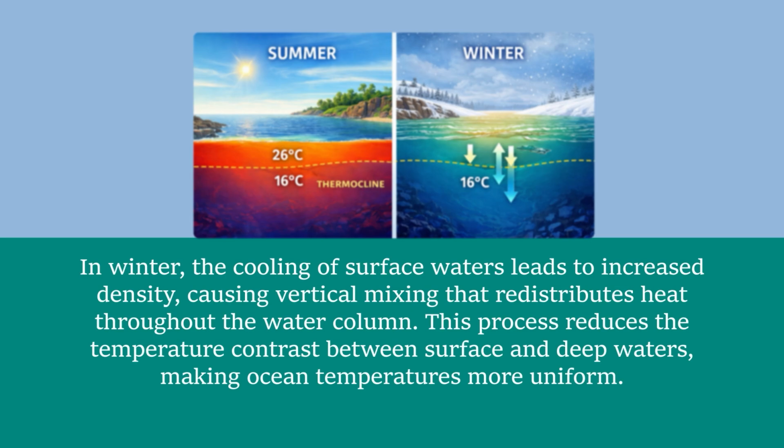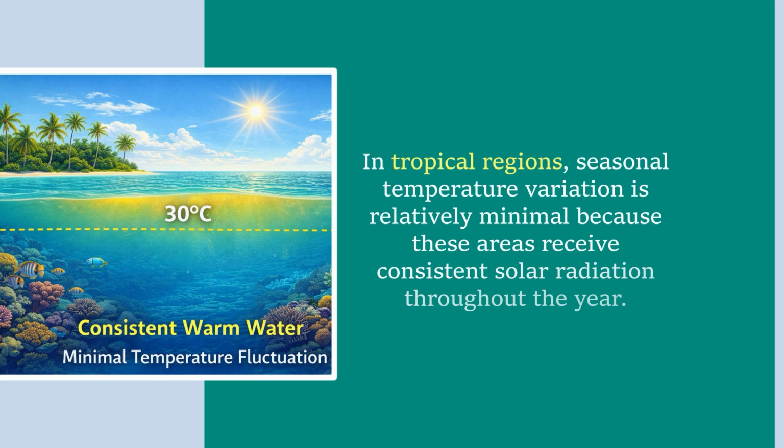Similarly, in winter, the cooling of surface waters leads to increased density, causing vertical mixing and redistributing heat throughout the water column. This process reduces the temperature contrast between the surface and deep waters, making the ocean temperatures more uniform. In tropical regions, the seasonal temperature variation is relatively minimal because these are the areas that receive solar radiation throughout the year.